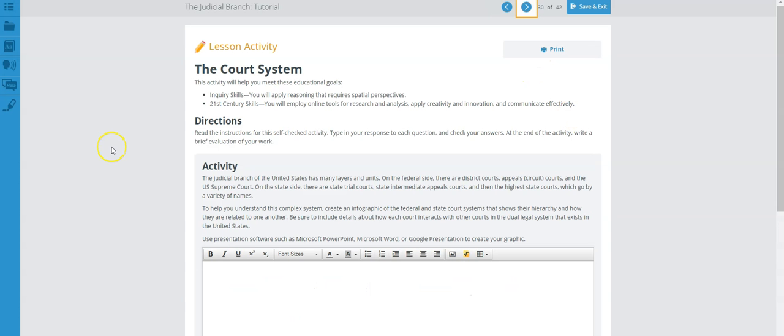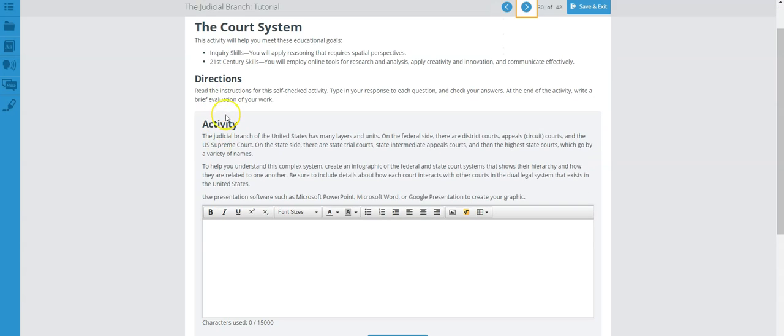Let's move on. We are now on page 30 of the judicial branch tutorial. We're looking at the lesson activity, the court system. The directions say, read the instructions for this self-check activity, type in your response to each question, and check your answers. At the end of the activity, write a brief evaluation. Please make sure you read these directions here.